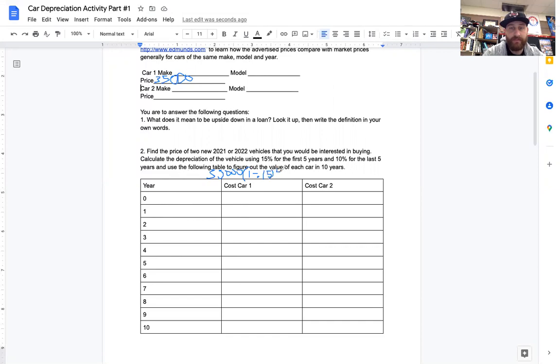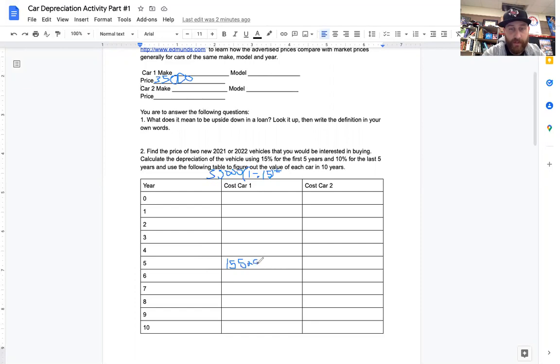Now, since it's to the t, your years will go in for your t. So you'd start with 0, then go to 1, 2, 3, 4, 5. But once you get to 5, what changes is that the equation says in the last 5 years, it goes down to 10%. So whenever you get your fifth value, for example, mine is 15,529.